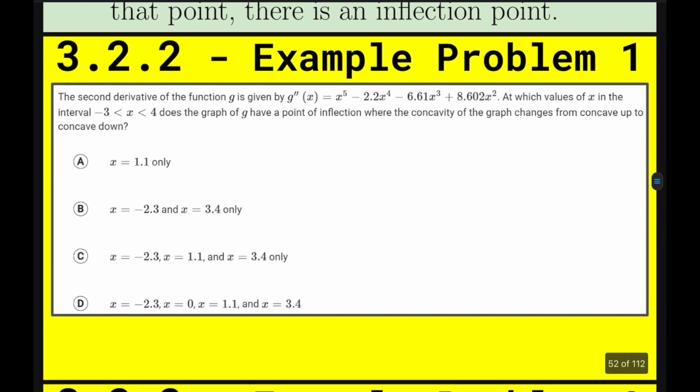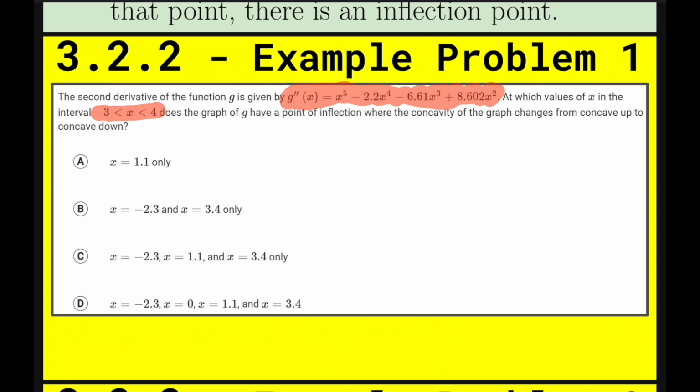All right, example problem number 1. The second derivative of the function g is given by g double prime of that. So the second derivative is already given. We don't actually have to find it by doing any power rule or anything like that. It's just already given. What value of x on this interval does the graph of g have a point of inflection where the concavity changes from concave up to concave down?